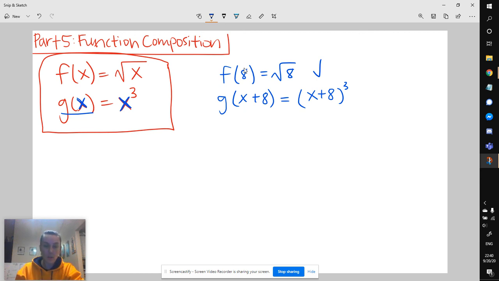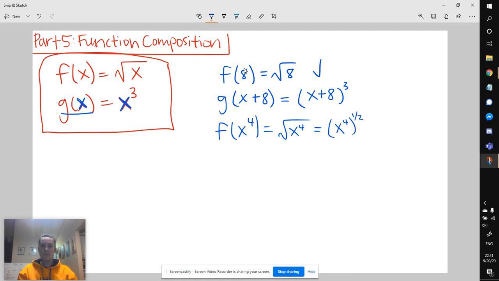Totally fine. What if we wanted to say f of x to the fourth? All right. It's the square root of x to the fourth. We can make this look a little bit better, though, right? Because we know that the square root is actually just to the power of 1/2. And we know that when we've got a power raised to a different power, it's just multiplying. Right? And 4 times 1/2 is 2. So that's a little nicer. That's just me showing off, though.